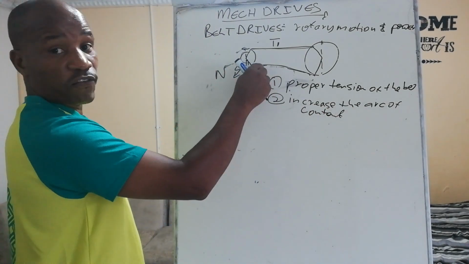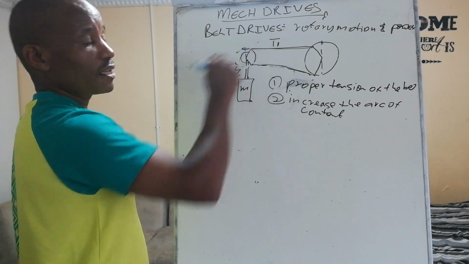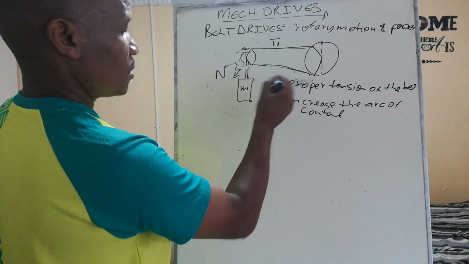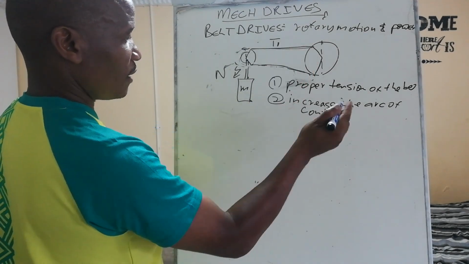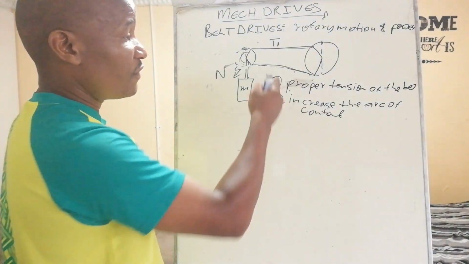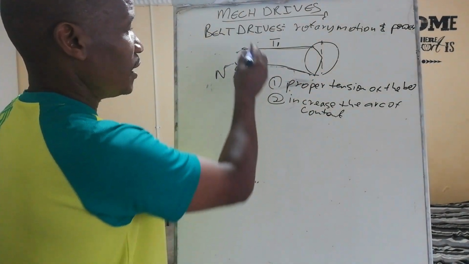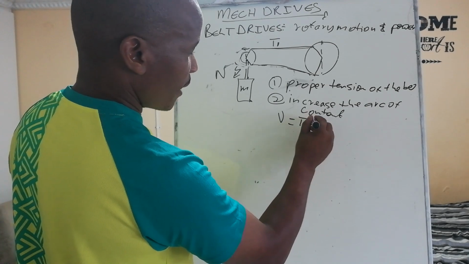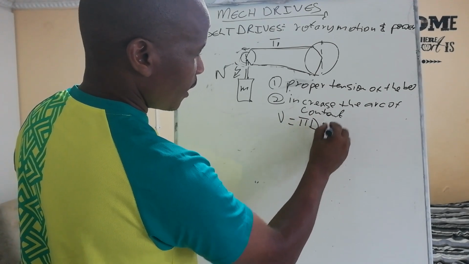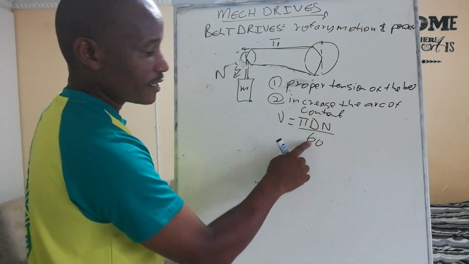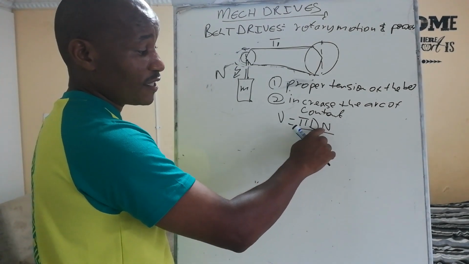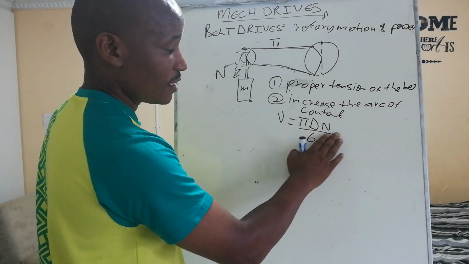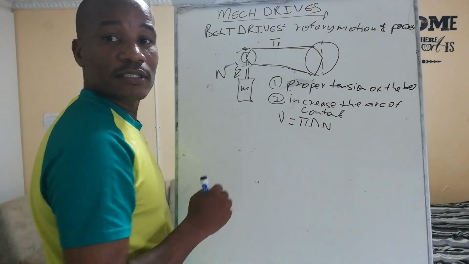The arc of contact between the belt and the pulleys. And then of course we have said the power is the effective force multiplied by velocity. To calculate the velocity of this belt, it is pi d n divided by 60, if this is given in revolutions per minute. If it is given in revolutions per second, you don't need that 60.